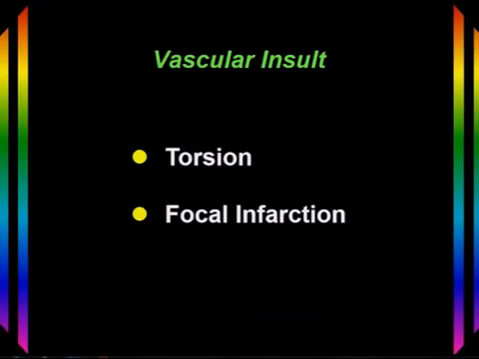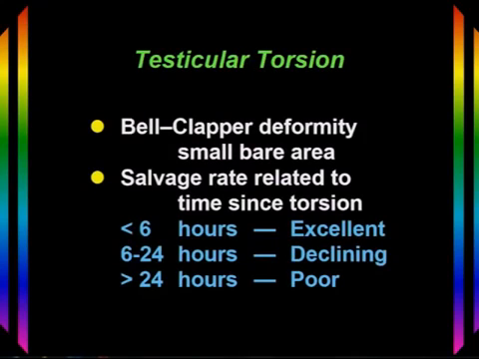Now, the testicular parenchyma may suffer a vascular insult in one of two ways. It may undergo torsion, in which case the whole testicle is involved, or the patient may suffer a focal infarction. Testicular torsion occurs in those men who have a bell clapper deformity. That is, the bare area where the testicle is supposed to be anchored to the wall of the scrotum is narrow or small, allowing the testicle to swing on its stalk, obstructing its blood flow.